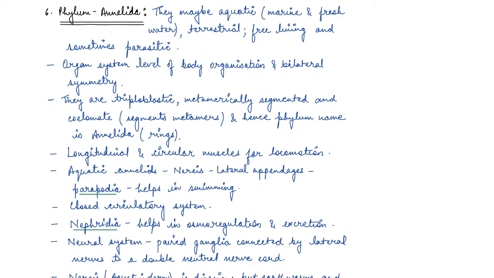Now the level of body organization is advanced, which is organ system type, and then they have bilateral symmetry. If it comes to cell layering, they are triploblastic, that is they have all three types of layers, which is ectoderm, endoderm, and mesoderm. They are metamerically segmented, so their body is segmented. We heard of this word when we were discussing the basis of classification, right? And then they are coelomate, so they have true coelom, they have body cavity. The segments are known as metamers.